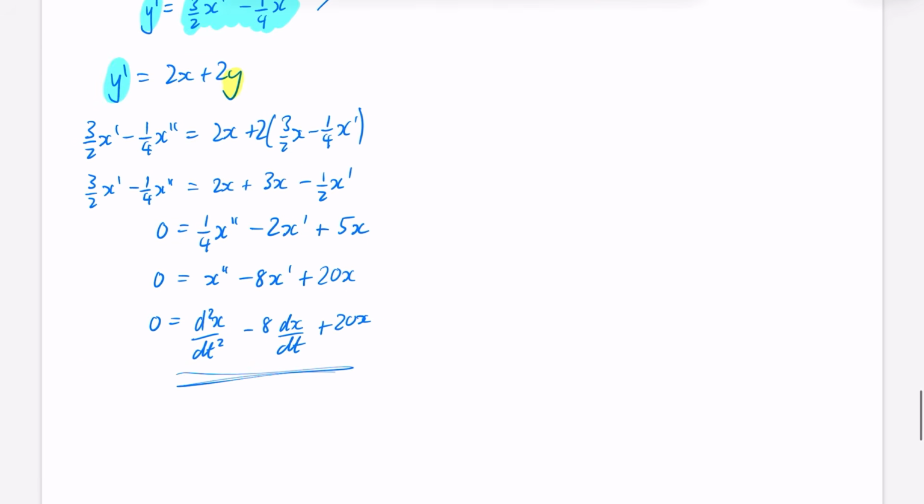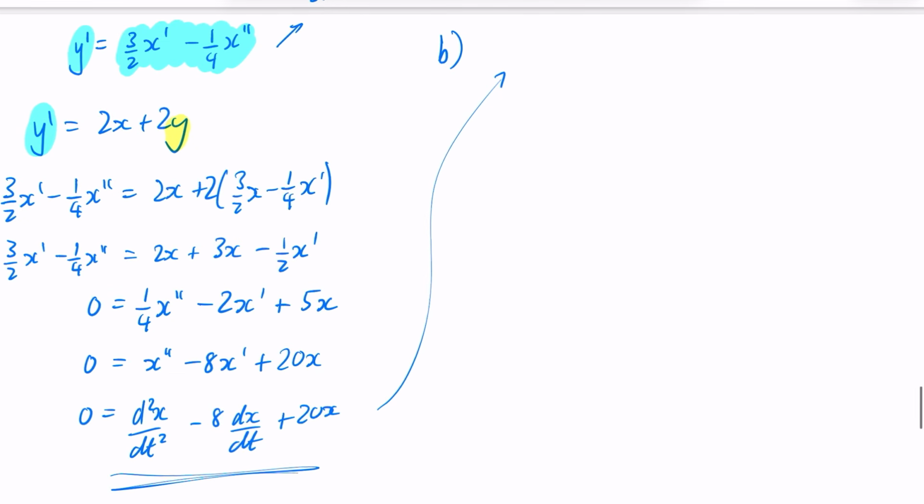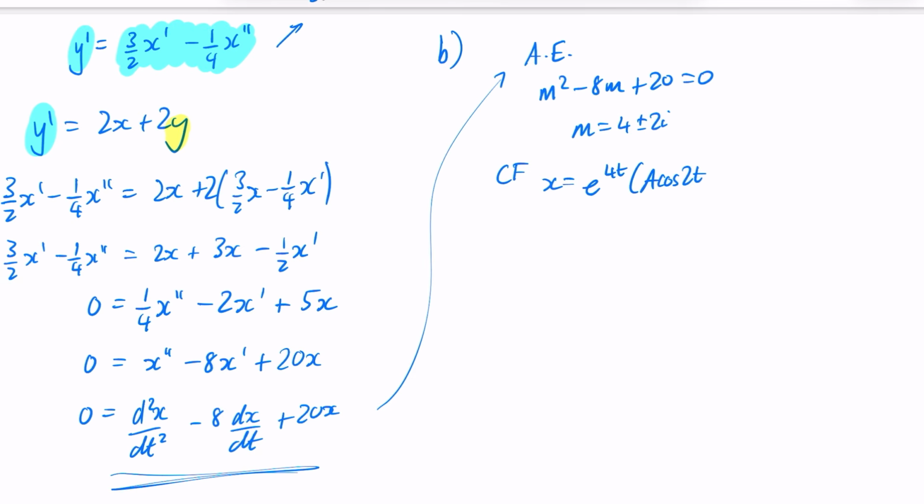Right, I think what we're going to do is jump up to here, and I'm going to find the particular solution for x. So we have the auxiliary equation m squared minus 8m plus 20 equals 0. On my calculator, let's very quickly solve this equation. That's 1, minus 8, and 20. I get that m is equal to 4 plus or minus 2i, so that my complementary function is x equals e to the 4t, that's from the real part, and then a cos 2t plus b sine 2t.